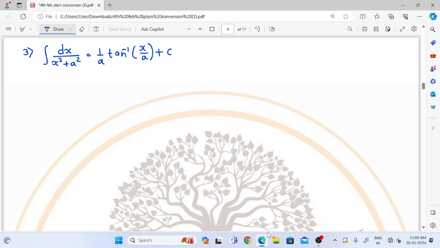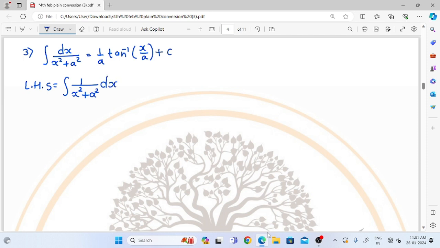Integration of dx upon x square plus a square is nothing but 1 upon a tan inverse of x upon a plus c. We have to prove this. So let's start with LHS. LHS is equal to 1 upon x square plus a square into dx.